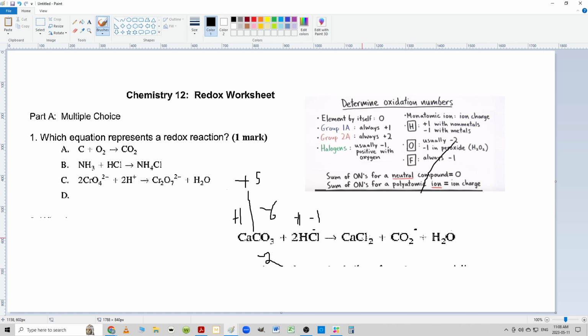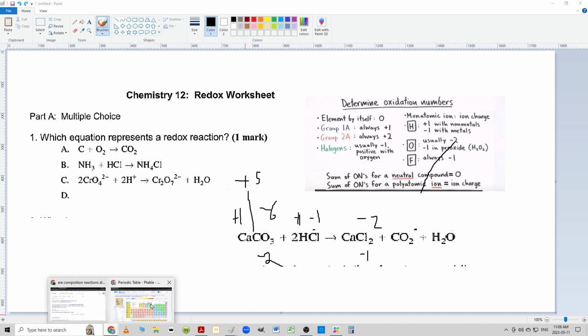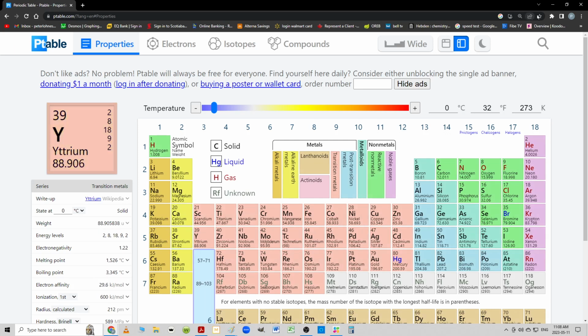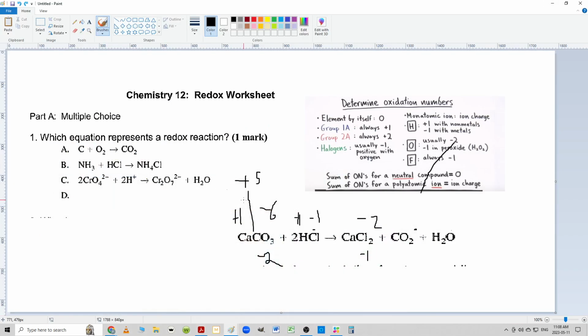There's no charge there. On this right side, each chlorine is -1, but there's 2 of them, so it's -2. Oh, sorry, my bad. Calcium, of course, is in the second column, so it is a +2. Group 2A is +2. And since this is -2 chlorine charge, the calcium must be +2 since there's no charge on this.